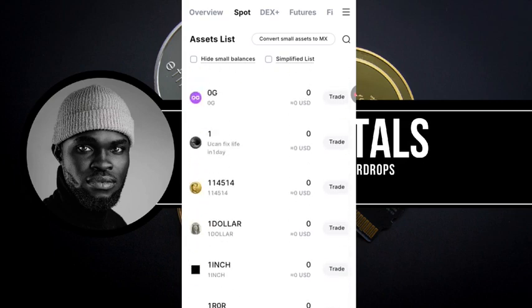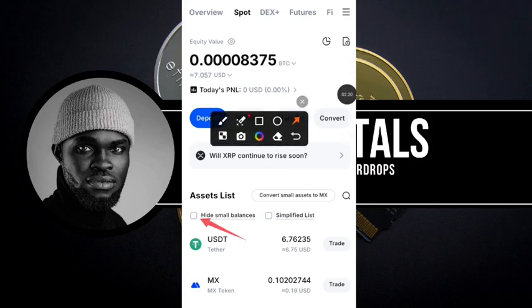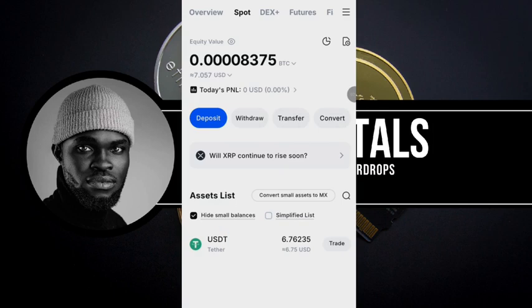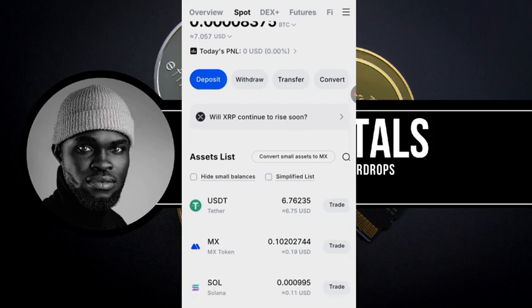In order to make this place look less busy, you might want to just click on hide small balances. I'll click on hide small balances and it's going to show me only the USDT. However, for the purpose of this particular tutorial, I'm just going to uncheck hide small balances because we are going to be using Solana as our case study to see how we can trade on spot step by step.